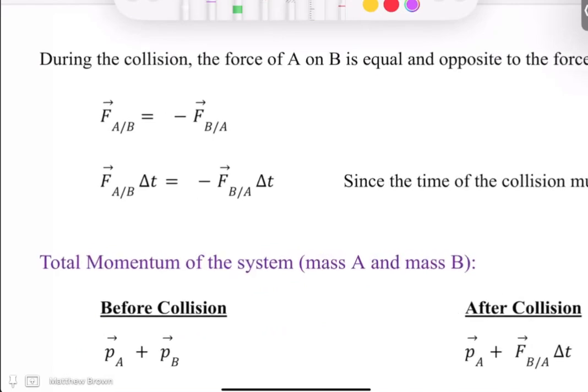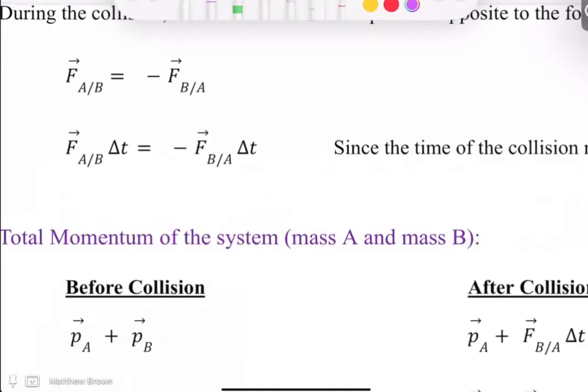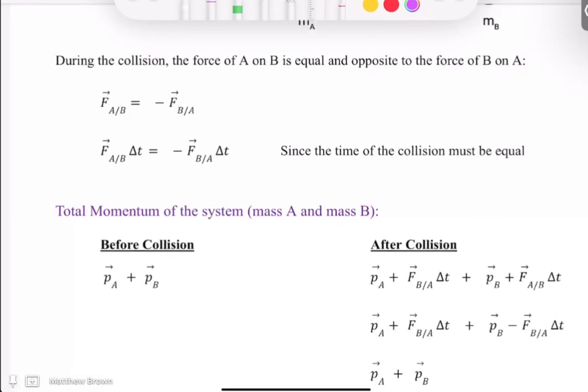So we can write it that way. This is the force of A on B, just to write it that way. And that would be equal to the negative of the force of B on A. So it's going to be in the opposite direction, but equal in magnitude. We can take that equation, multiply both sides by delta T for the collision, and especially because the time of this collision will be the same for both of them, the time they're in contact, and whatever the force is at any point in time, those two would be equal.